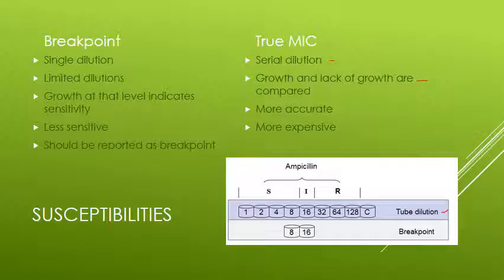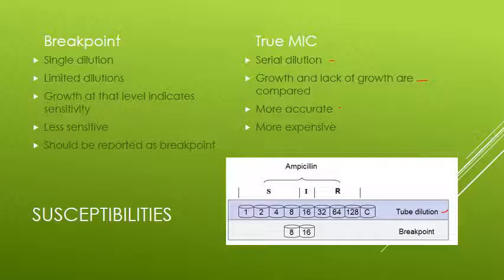Obviously, if it grew in that dilution, that's not enough. So you ignore everything that becomes cloudy, okay? And then you look at the ones that aren't cloudy, where no growth occurred, and you can read the level at which, let's say this is the first one that didn't grow, then your MIC is 32, and the bug is resistant, I'm sorry, is resistant to ampicillin. Okay. This is much more accurate. The true MIC is considered the gold standard. We want a true MIC as often as possible.